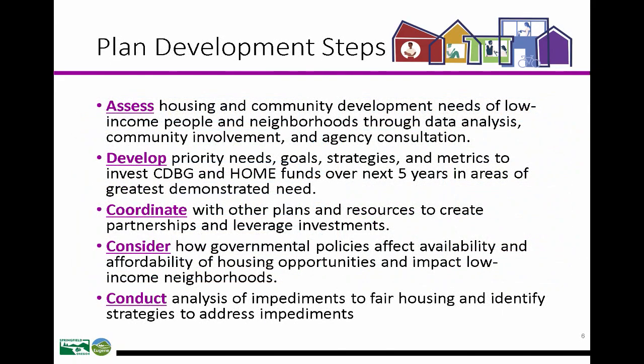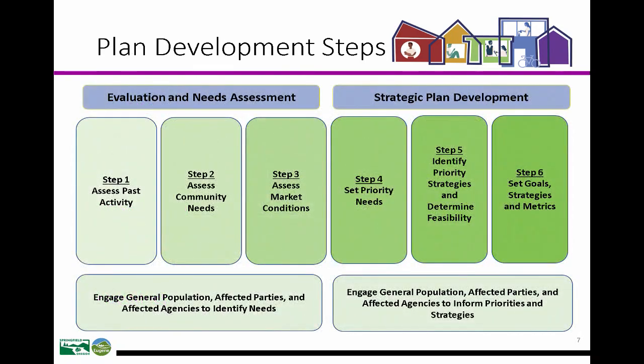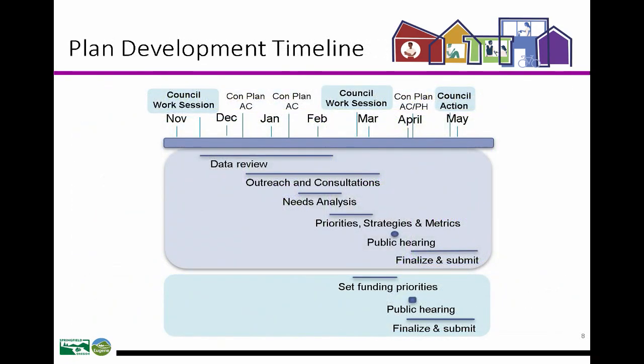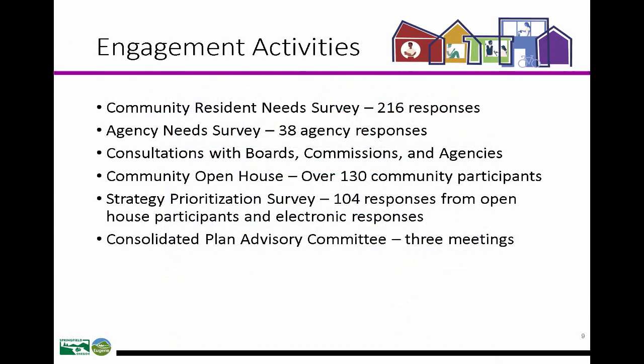There are multiple steps in the con plan process. What we're really trying to do is to bring together data and community perspectives to set the goals and priorities that have to be based on those needs. And here are a couple more schematics showing you the steps in the process that we've been moving through over the past several months, as well as the various ways that we've tried to engage the community to solicit their opinions and perspectives on these issues.